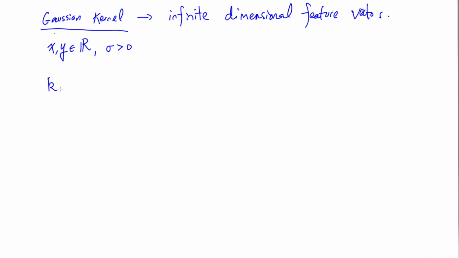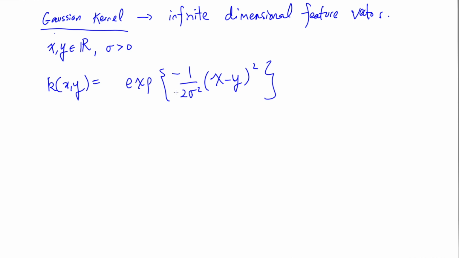The definition of the Gaussian kernel is the exponential of negative 1 over 2 sigma squared times (x minus y) squared. You should know that this is exactly the Gaussian distribution. The Gaussian distribution is 1 over the square root of 2 pi sigma squared times e to the power of that. This is the Gaussian distribution, and this is the Gaussian kernel. So we're just removing the normalizing constant and looking at the difference between points rather than the difference between x and its mean.